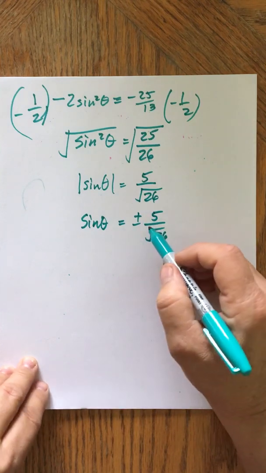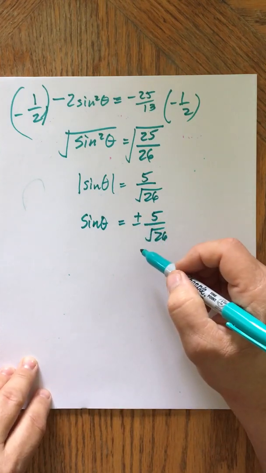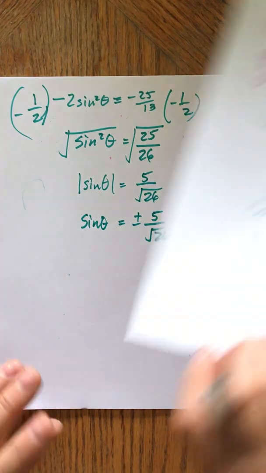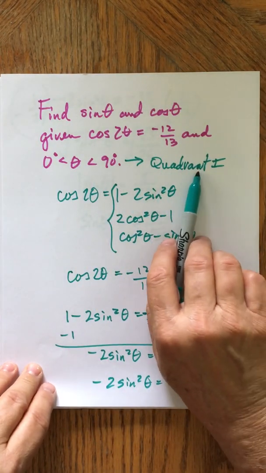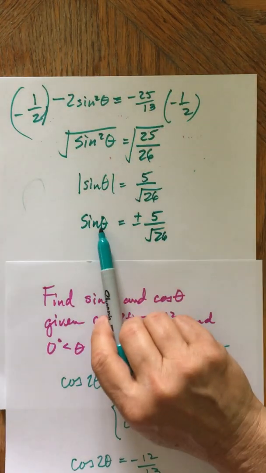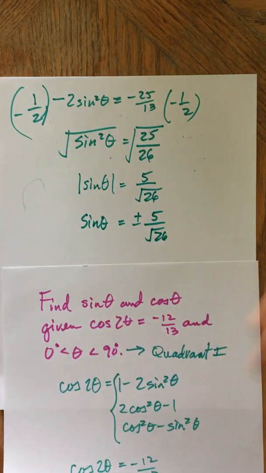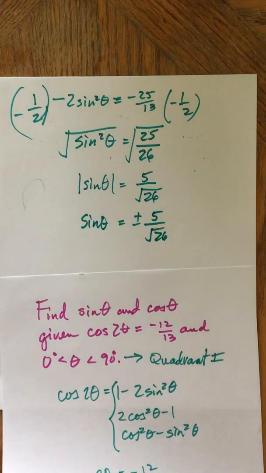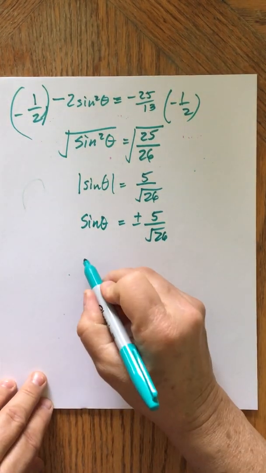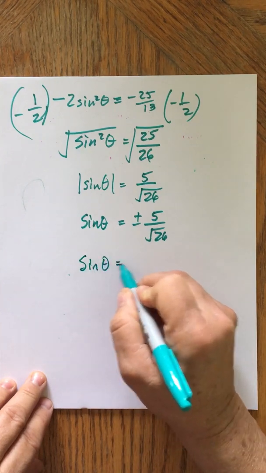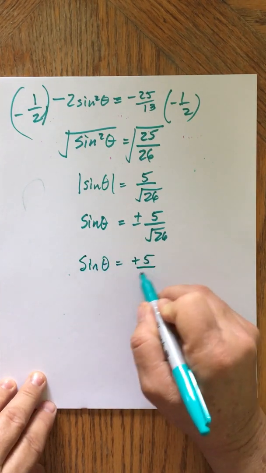So here I would not be sure, well, do I take the positive or negative? But we were told that theta is in quadrant 1, and in quadrant 1, sine, which is the y-coordinate, is positive. So is x. X is also positive. In this case, they're both positive. So I'm going to say that sine theta here is positive 5 over square root 26.